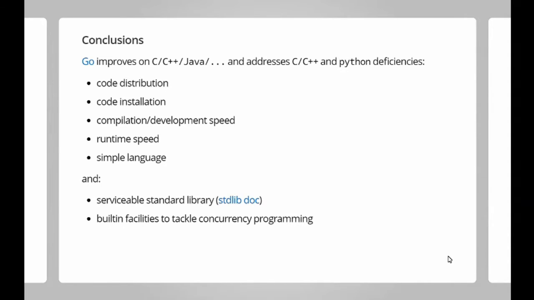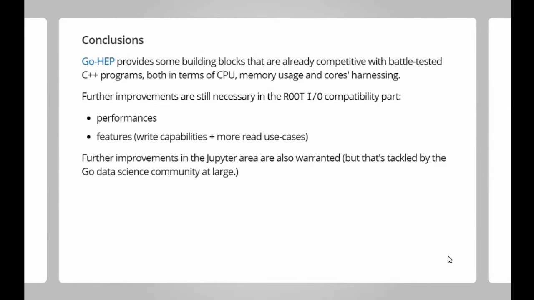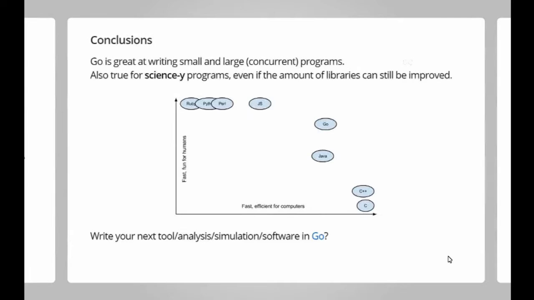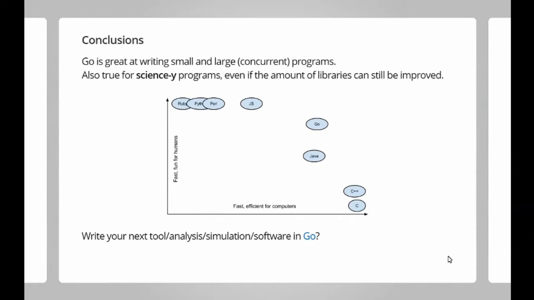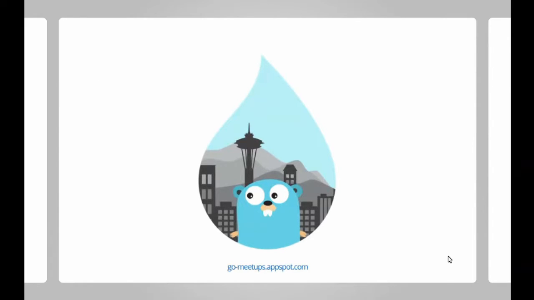It fixes a bunch of the C++ and Python issues. And even for Go, you still have a few scientific-oriented libraries which are still missing. Already you can do a more multi-core, many-core environment. So Go is, I think, around here. So maybe write your next tool analysis in Go, and if you want more information about Go and meetups about Go, there is this website you can go to.